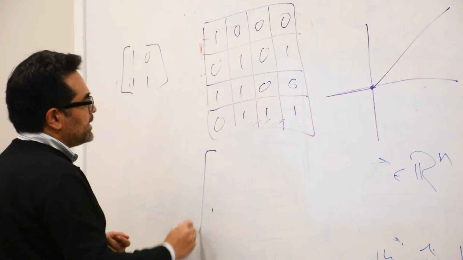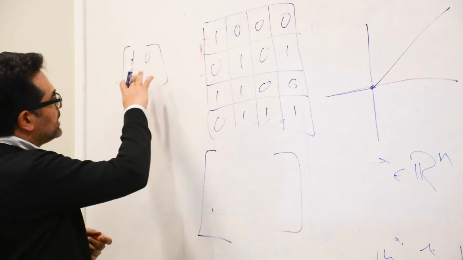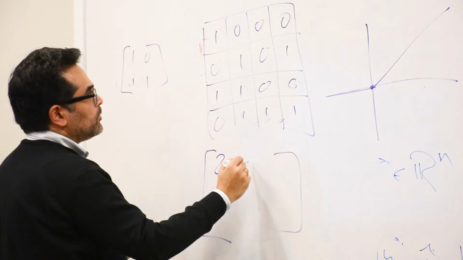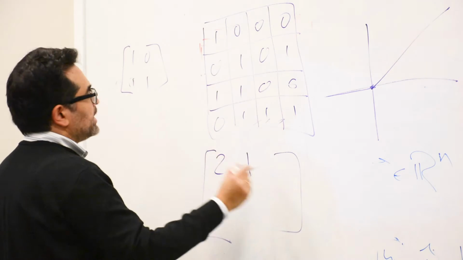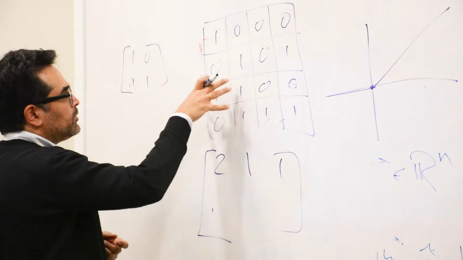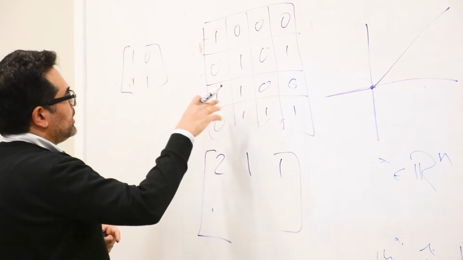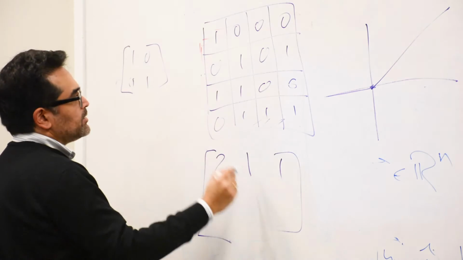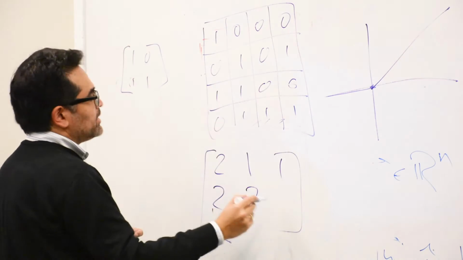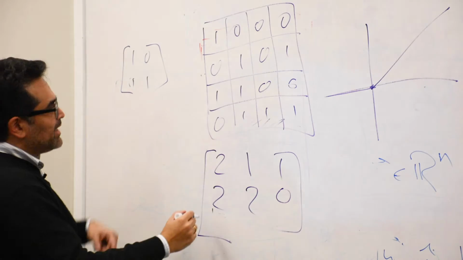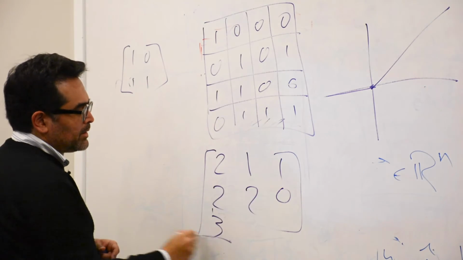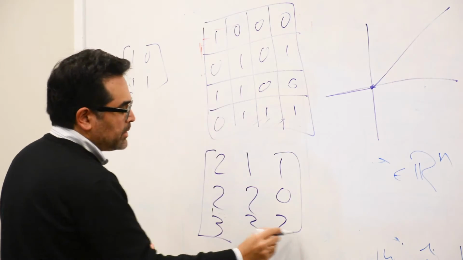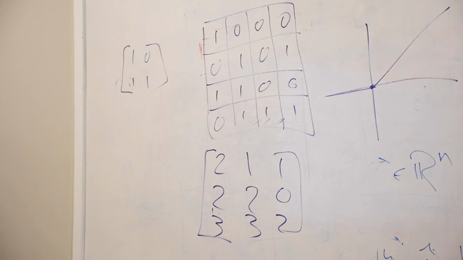The feature map in this case will be 2. Then you slide it over by 1, and it's going to be 1. Slide it over by 1 again, it'll be 1. Then you go down, in which case it's going to be 2. Slide it over by 1, that's going to be 2. Slide it over by 1, that's going to be 0. Move down again, and it's going to be 3. Slide it over by 1, it's going to be 3. And then the last one is 2. So that would be my feature map.